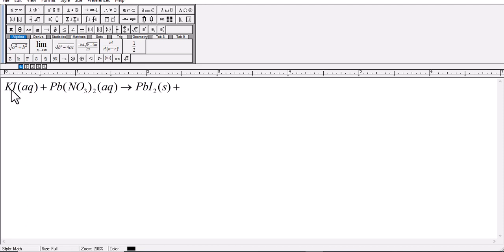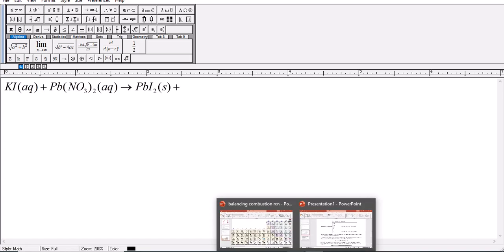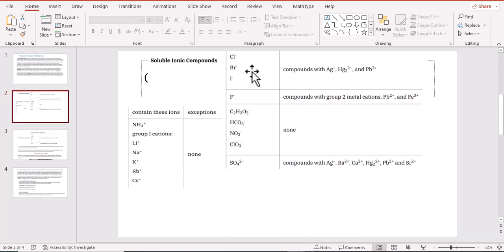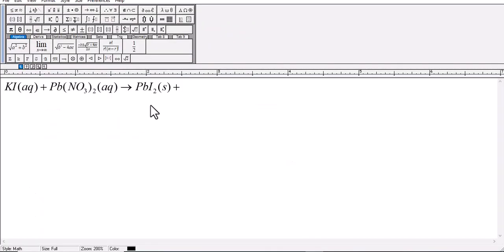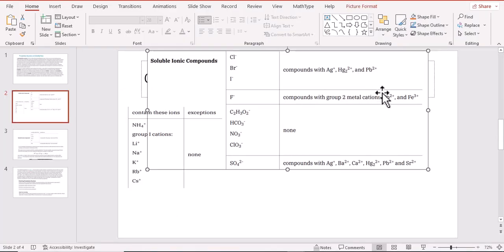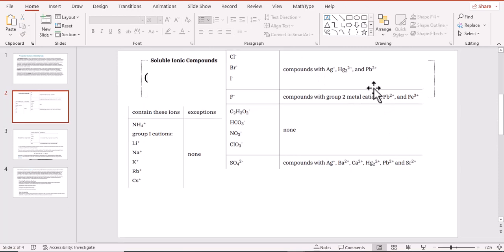This reacts with this to form lead iodide. And let's check this. Let's verify why we have this solid. Remember, these are the exceptions. Let's go and check this lead iodide, lead and iodine. Let's check whether this will be a precipitate. So you have lead and iodine, and these are the exceptions.